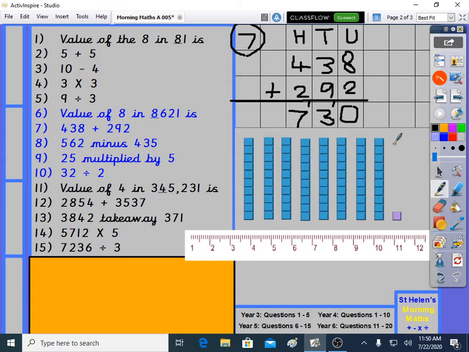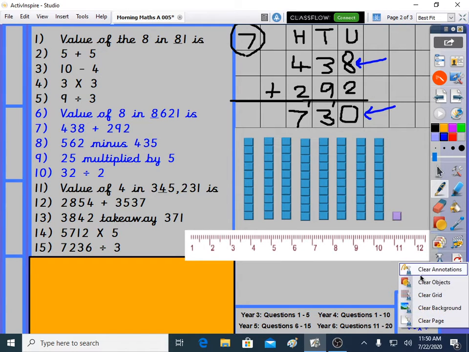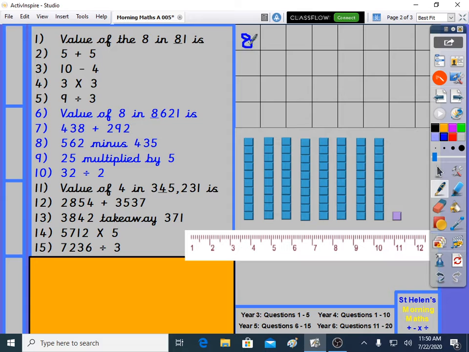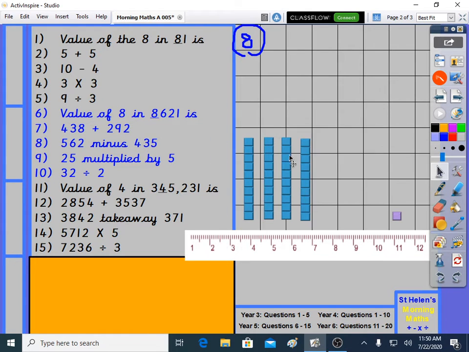When you add things, they get bigger. When you add something on to 438, it gets bigger. So it has got bigger, it's 730, which suggests that we did do the right sign. Pause if you need time to copy that. And moving on to question 8. Get me a bit more space.